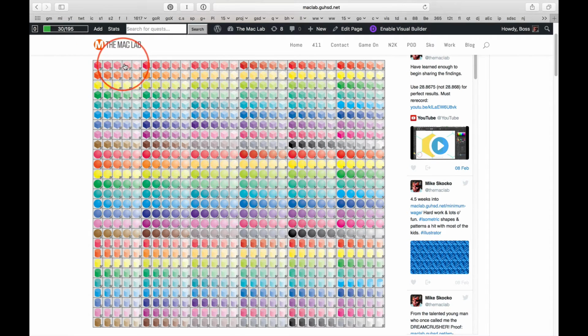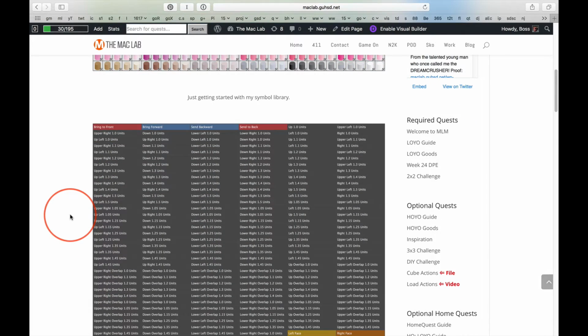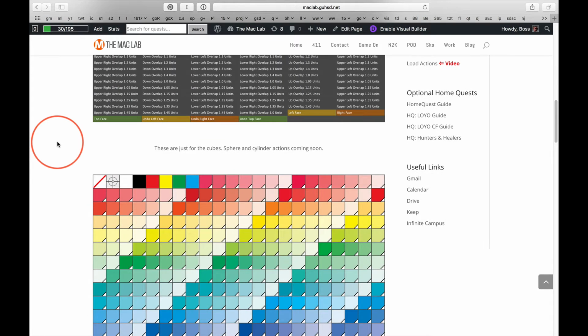Now, what's with all these colors? Don't just read left to right. Read top to bottom too, in the different columns. We have tonal families, color harmonies, and if I scroll down, actions. These actions, by the way, are just for the cubes. There are separate sets of actions for the spheres and cylinders. Oh my, that seems like a lot of work, doesn't it?